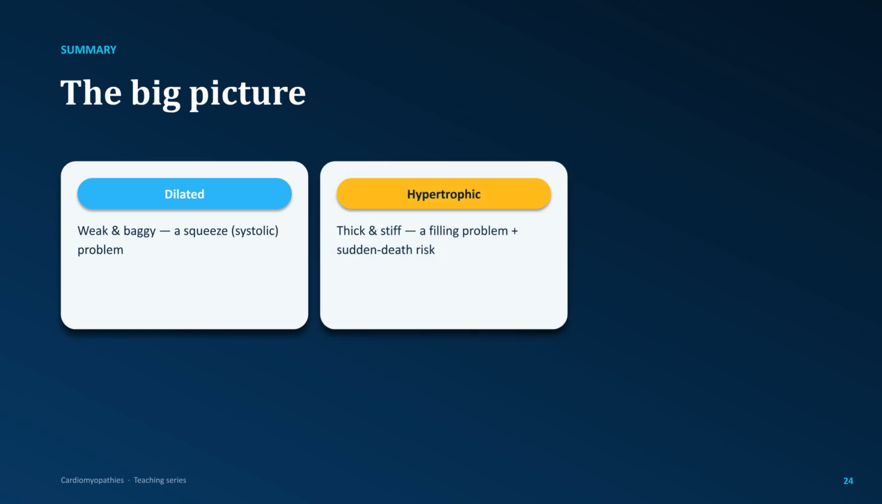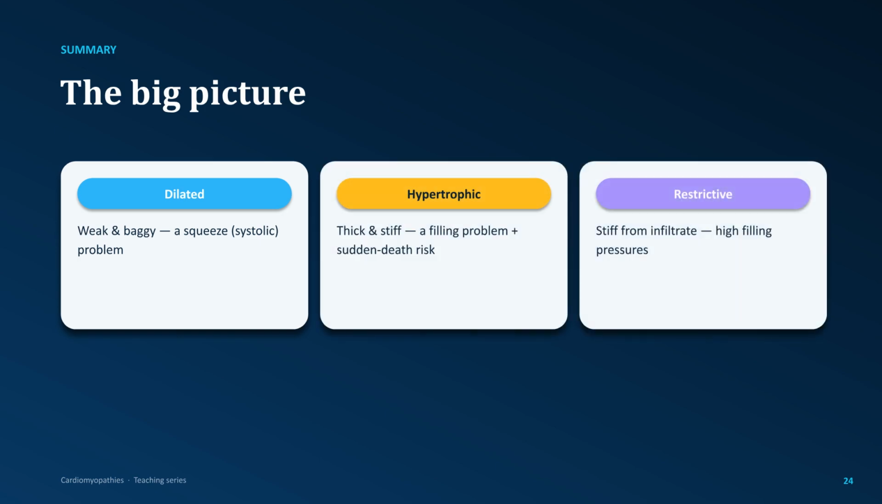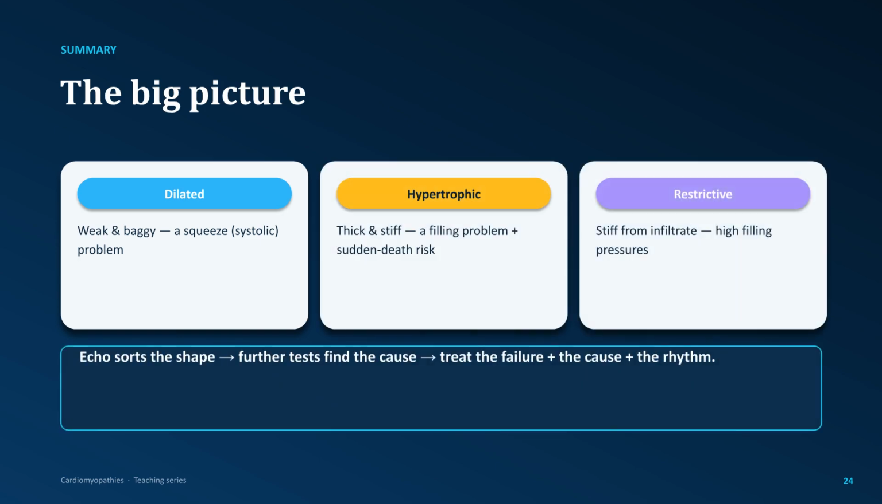To wrap up, cardiomyopathies are diseases of the muscle, categorized by three primary shapes. Dilated is weak, hypertrophic is thick, and restrictive is stiff. The echo identifies the shape, and further testing reveals the specific cause. By combining heart failure therapy with targeted management of the cause and rhythm, we can significantly improve patient outcomes.